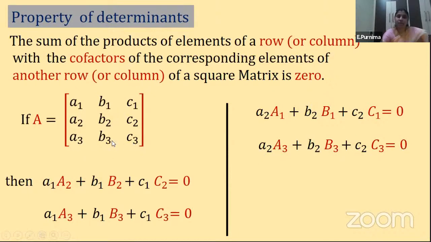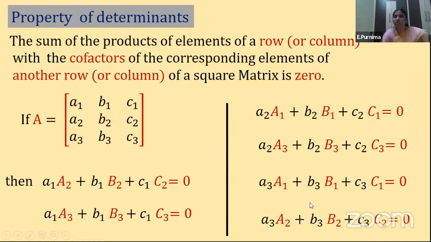Similarly, the elements of the third row are multiplied with the corresponding cofactors of the first row and the corresponding cofactors of the second row. So then how will it be? Let us see. A3 A1 plus B3 B1 plus C3 C1 is equal to 0. Similarly, A3 A2 plus B3 B2 plus C3 C2 is also equal to 0. So this is a very, very important property which you are going to use in our coming theorem.